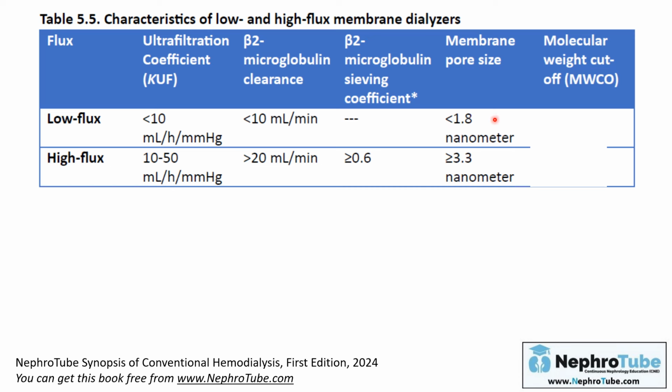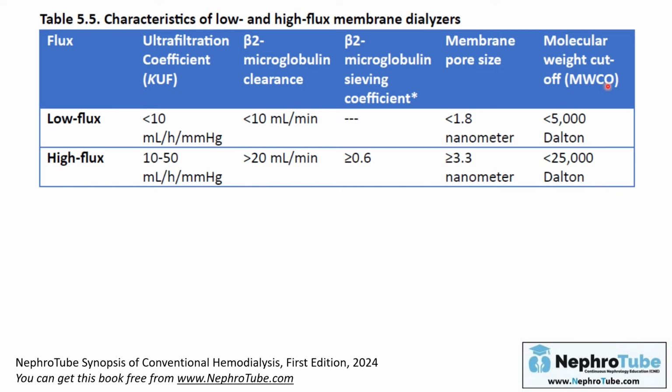Regarding membrane pore size, it is logical that the low flux dialyzer has a smaller or narrower membrane pore size, less than 1.8 nanometer, while the high flux dialyzers have a membrane pore size more than or equal to 3.5 nanometer. And finally, the molecular weight cutoff. The low flux dialyzers can remove molecules up to 5,000 Dalton, while high flux dialyzers can remove solutes or molecules with a molecular weight up to 25,000 Dalton.